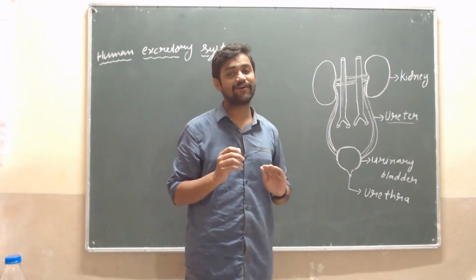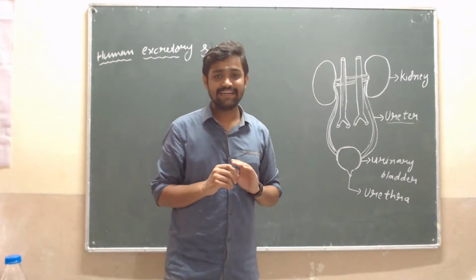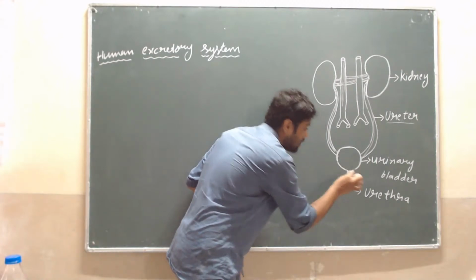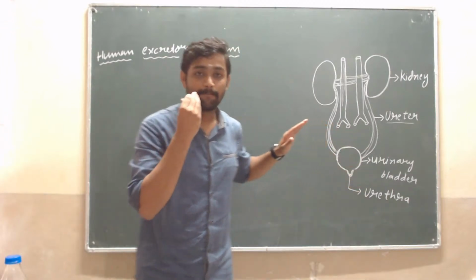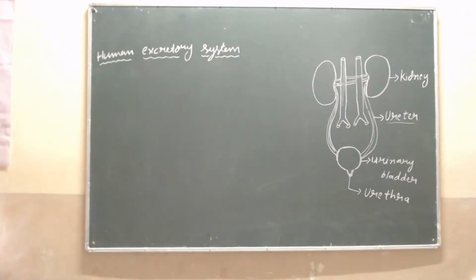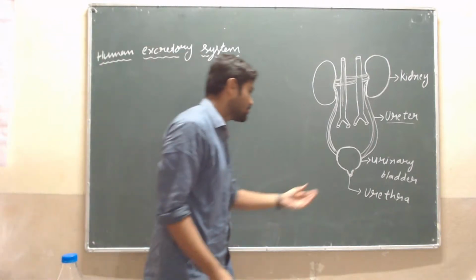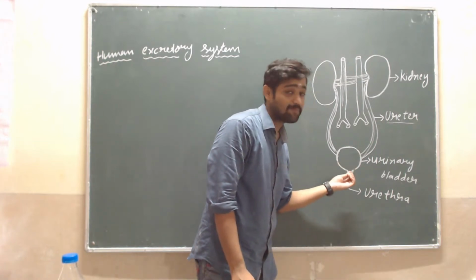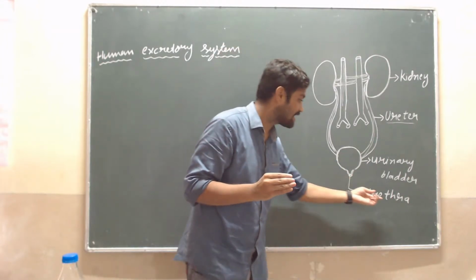Next part we have is the urethra. What is the urethra? It is the muscular opening. See here, this is the muscular opening, called the urethra. The urethra helps us to pass the urine out of our body. Waste particles are called urine, isn't it? That is the urethra.